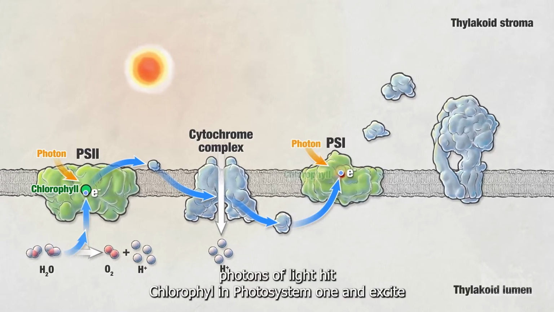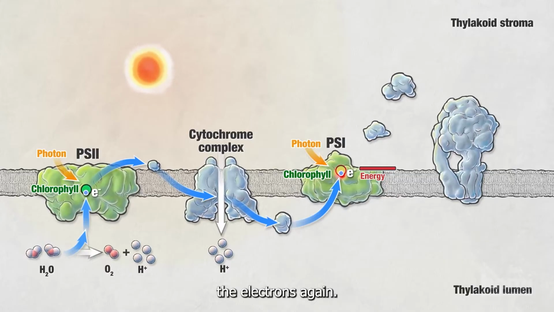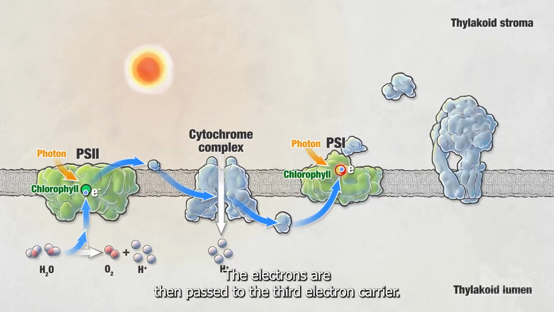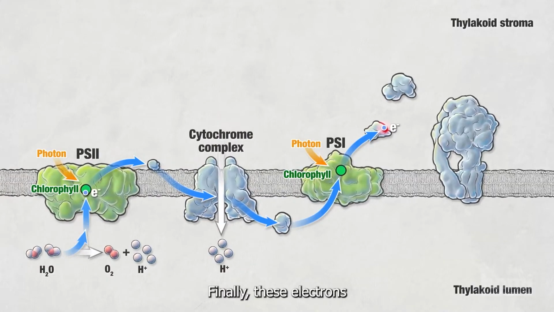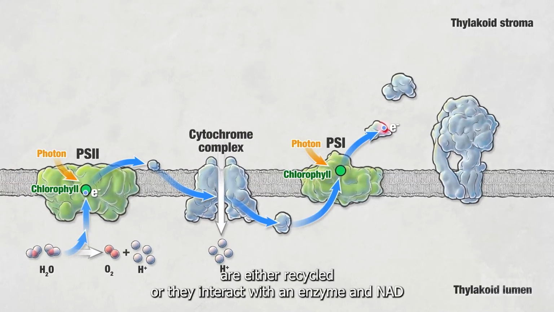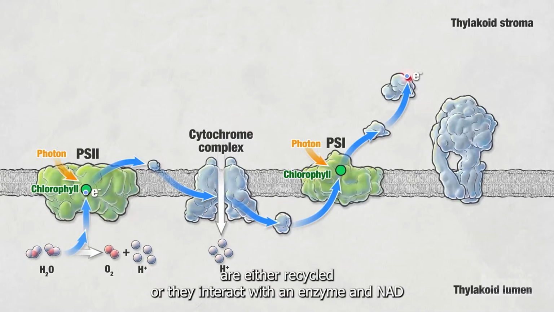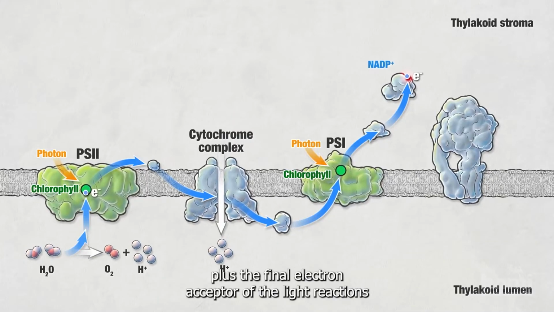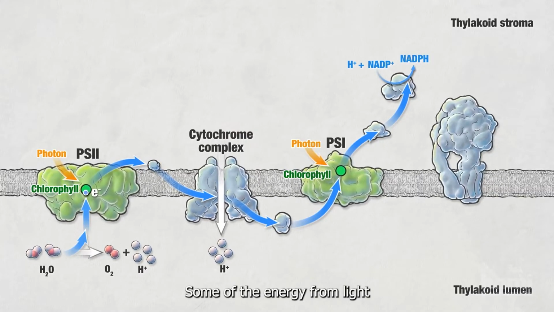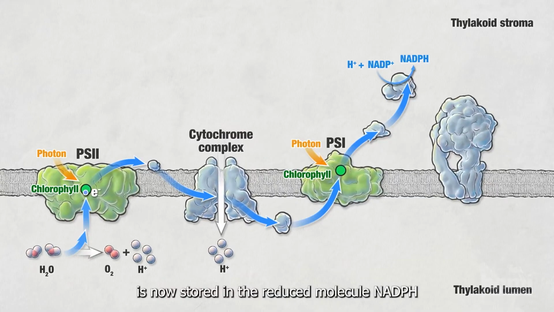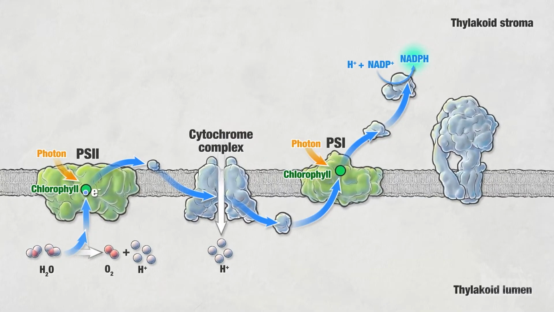Photons of light hit chlorophyll in Photosystem 1 and excite the electrons again. The electrons are then passed to the third electron carrier. Finally, these electrons are either recycled or they interact with an enzyme and NADP+, the final electron acceptor of the light reactions, to form NADPH. Some of the energy from light is now stored in the reduced molecule NADPH.